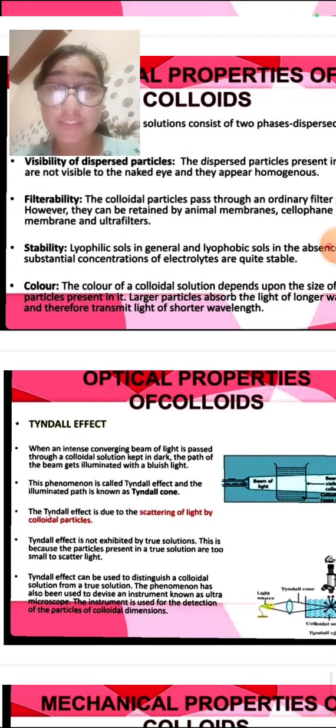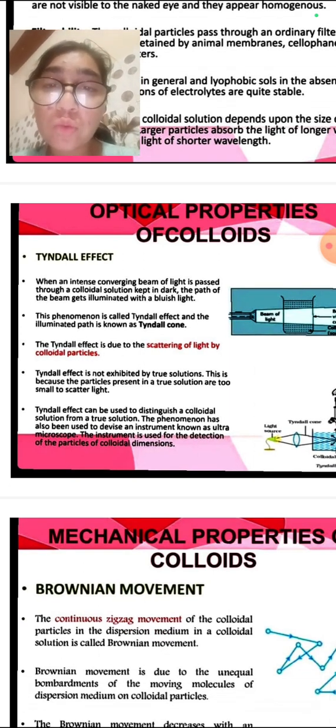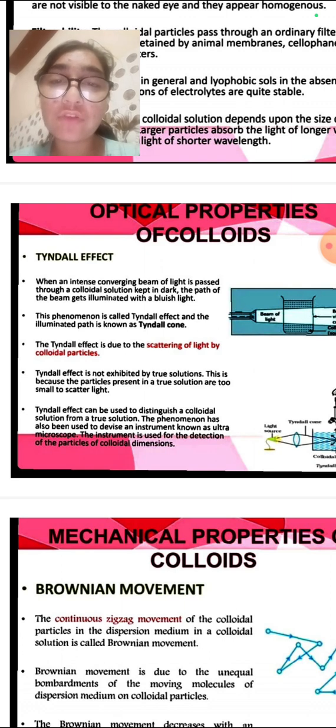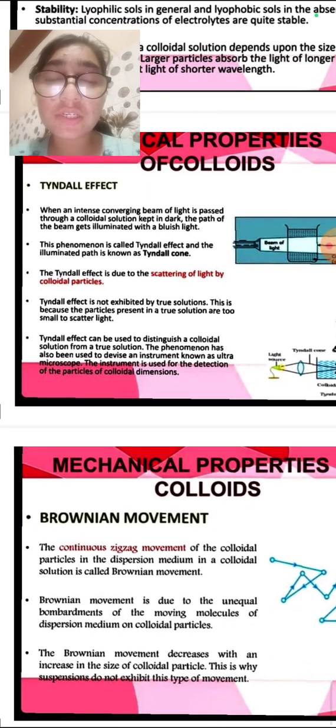Optical properties of colloid. Tyndall effect. When an intense converging beam of light is passed through a colloidal solution kept in dark, the path of the beam gets illuminated with a bluish light. This phenomenon is known as Tyndall effect, and the illuminated path is known as Tyndall cone. The Tyndall effect is due to the scattering of light by the colloidal particles. Tyndall effect is not exhibited by true solution.